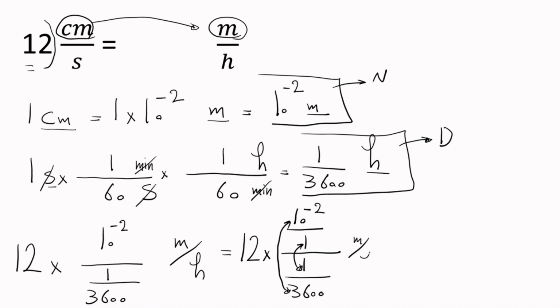Meter per hour. So I'm going to have 12 times 3600 times 10 to the power of negative 2 will be 36, and 1 times 1 will be 1. So 12 times 36 will be equal to 432, and the unit is meter per hour.